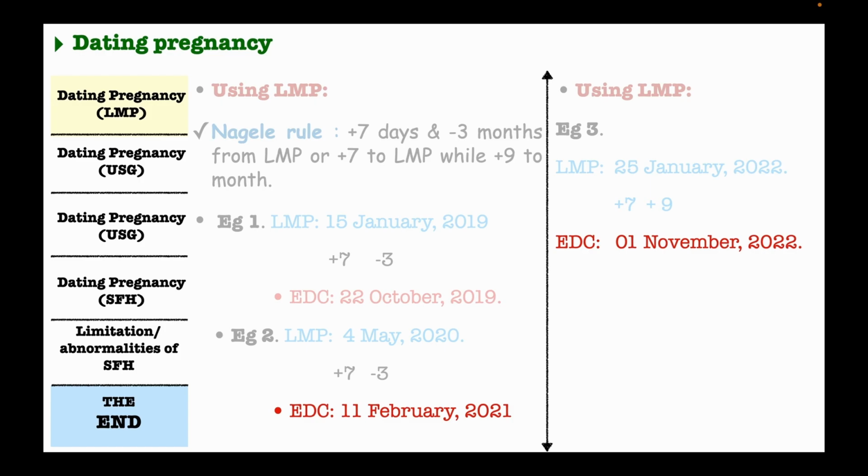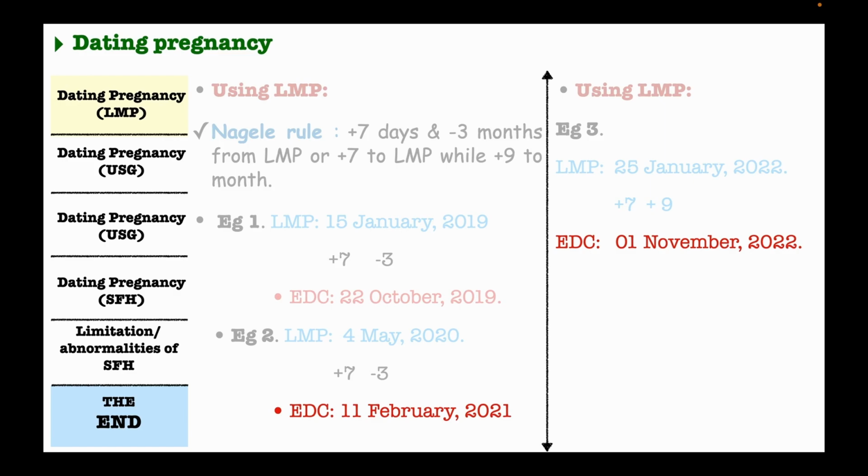So from 25th, we have 26th, 27th, 28th, 29th, 30th, 31st, 1st February. And so this is 7. We get 7, which has moved into the upcoming month. And so we are going to count our 9 months from February and not from January. So you must pay attention. And so counting 9 months from February, we are going to end up in November. That is how come we got 1st November 2022.